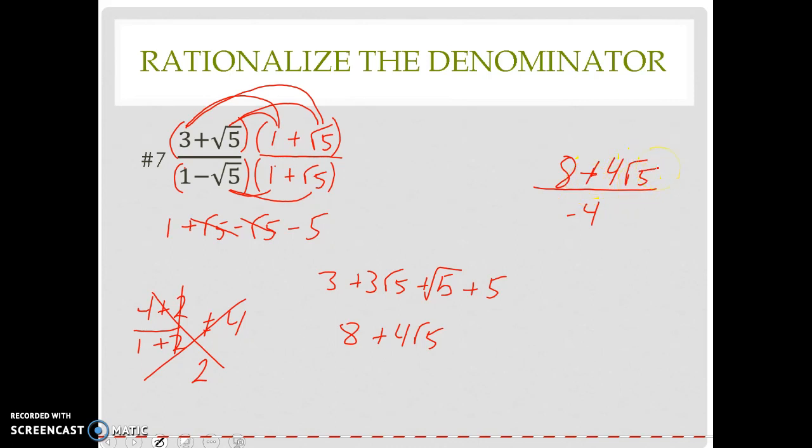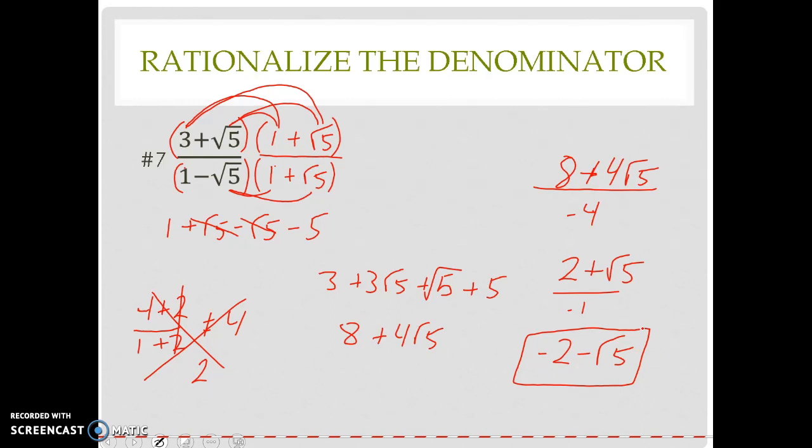And now I can simplify the 8, the 4, and the negative 4. That's the same thing as 2 plus radical 5 over negative 1, which is the same thing as negative 2 minus radical 5. And so my final answer here, if I rationalize the denominator, is negative 2 minus the square root of 5.